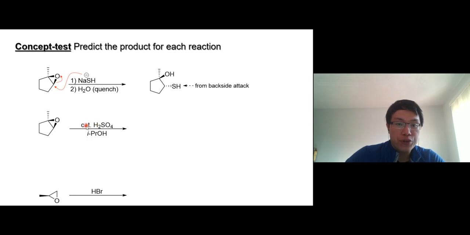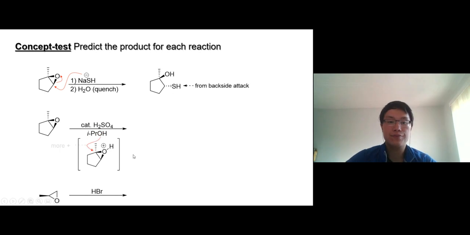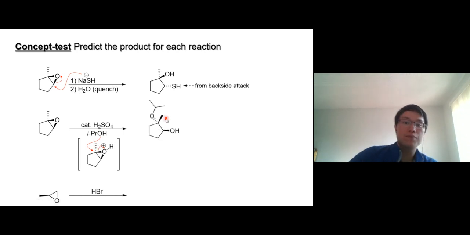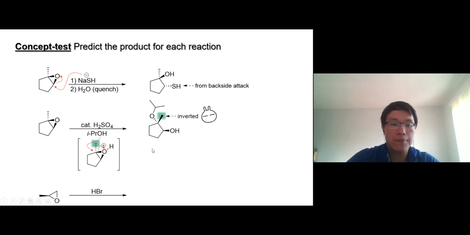Next one, we add sulfuric acid. So this is an acidic solution. The oxygen is going to be partial positive. All right, that makes these two carbons also partial positive. Who's more positive? The more substituted one. So the isopropyl alcohol will attack right there. All right, and when it attacks, it's going to come from behind. The alcohol is going to be on the dash line. And the methyl, which is already on the dash line, will go to a wedge right there. Push it forward. Okay? Basically inverted.